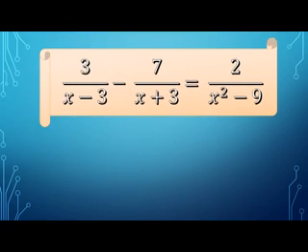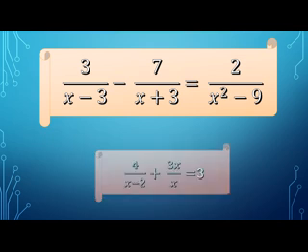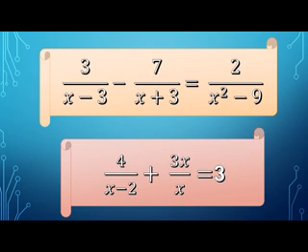3 over x minus 3 minus 7 over x plus 3 is equal to 2 over x squared minus 9 is an example of a rational equation. Also, 4 over x minus 2 plus 3x over x is equal to 3 is also an example of a rational equation.